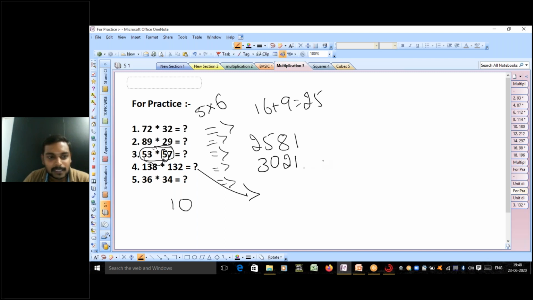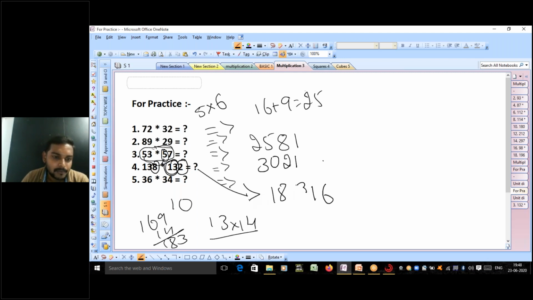Next, come to the fourth one. Here we have the number 138 into 132. Just observe the number. Here the sum of unit place number is 10 and the remaining number is same. So just take multiplication of unit place numbers. 8 2s are 16. Then take the remaining number 13, multiply with next consecutive number. So 13 into 14, that is 169 plus 14, which is equal to 183. So answer is 18316.